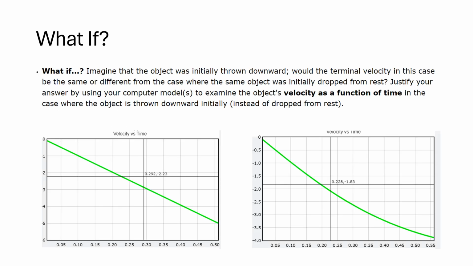What if the object was initially thrown downward with the terminal velocity? Would the terminal velocity in this case be the same or different from the case where the same object was initially dropped from rest? Justify your answers by using your computer models. So in the model that only uses gravity, there won't be a terminal velocity, but when there is a terminal velocity, it will always be the same. You see how the velocity versus t is going to converge on an asymptote. In my trial, I didn't drop it from a high enough height, but it would converge on something. So it would be the same terminal velocity however fast you dropped it.